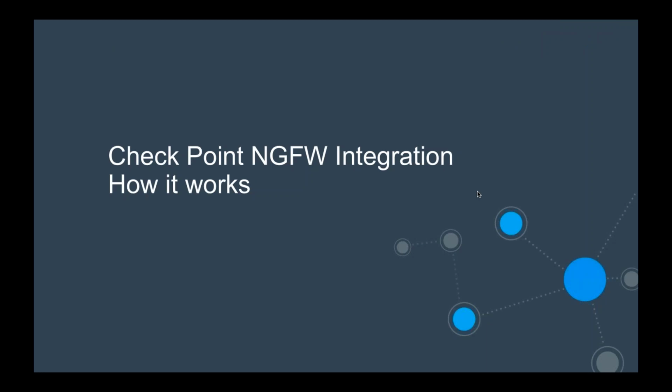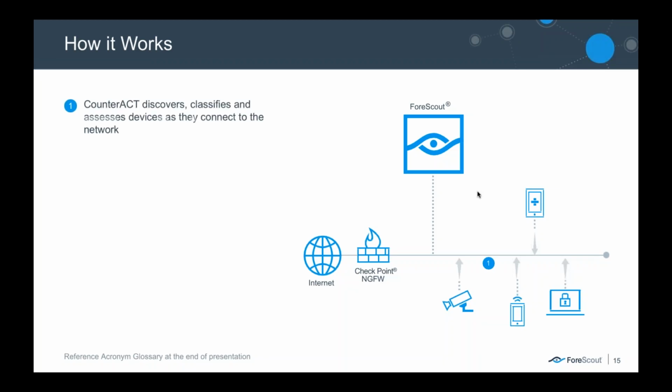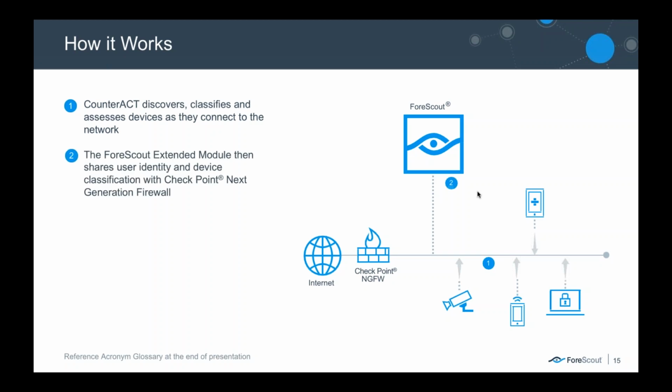So now we're going to look at the next generation firewall and the integration that we have between the Check Point next generation firewall and ForeScout. As mentioned previously, when a device joins the network, Counteract will immediately see that device join the network. It will discover it, classify it and assess the device as soon as it's joining the network.